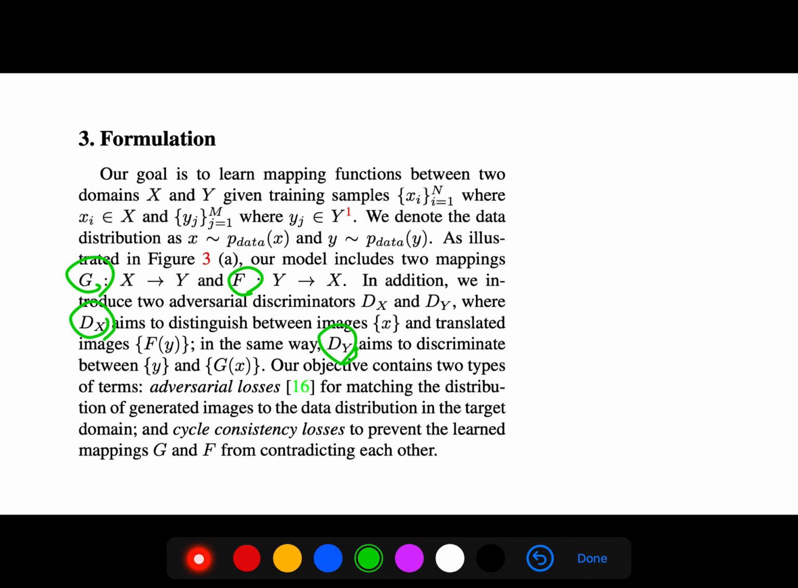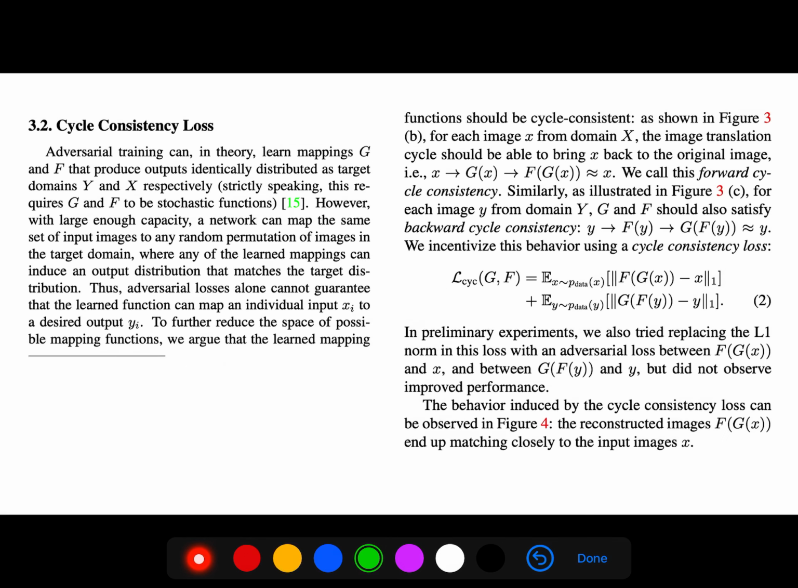So our objective contains two types of terms: adversarial losses for matching the distribution of generated images to the data distribution in the target domain, and cycle consistency losses to prevent the learned mappings G and F from contradicting each other. So we incentivize this behavior using a cycle consistency loss. F of G of X should be X. And again, the opposite should be true. G of F of Y should be Y. So this is very clear.